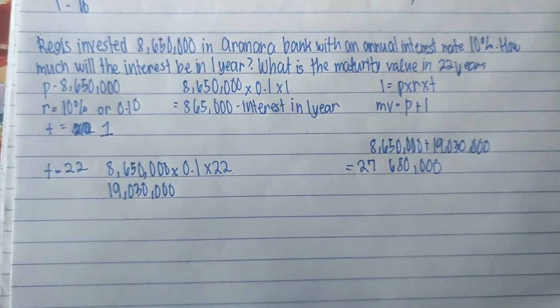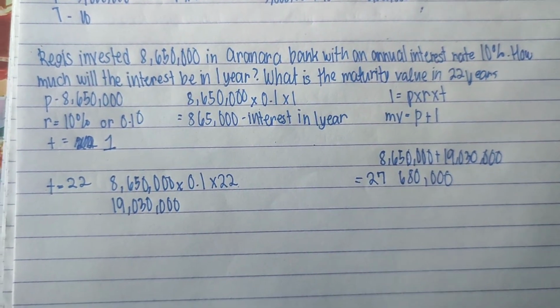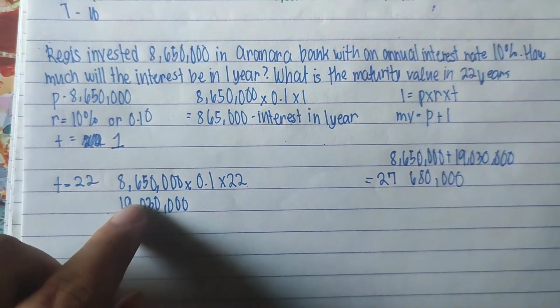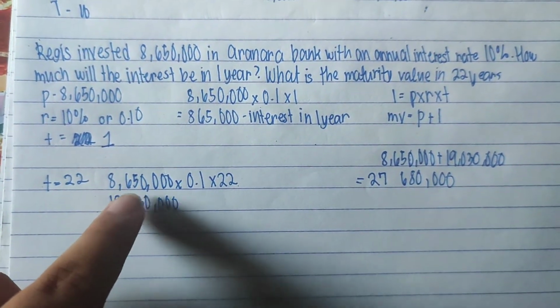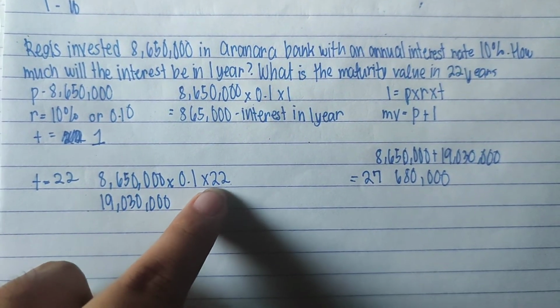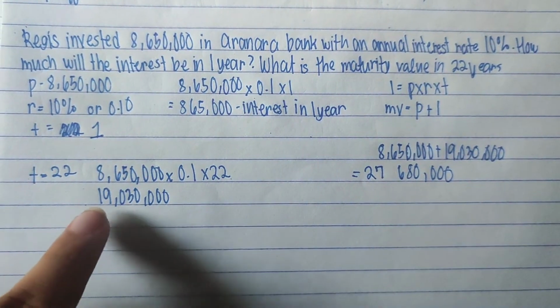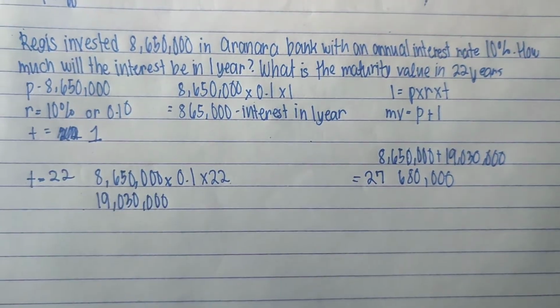Next, hinanap natin yung interest niya in 22 years. Same formula, ang pinalitan lang natin is time. 8,650,000 times 0.1 times 22. Ang lumabas is 19,030,000 na value.